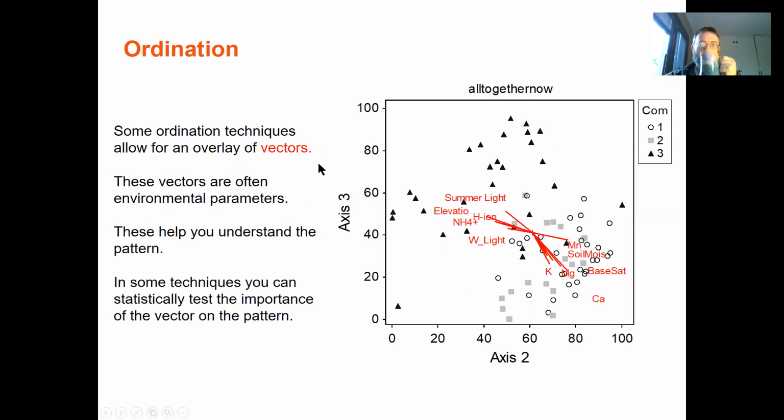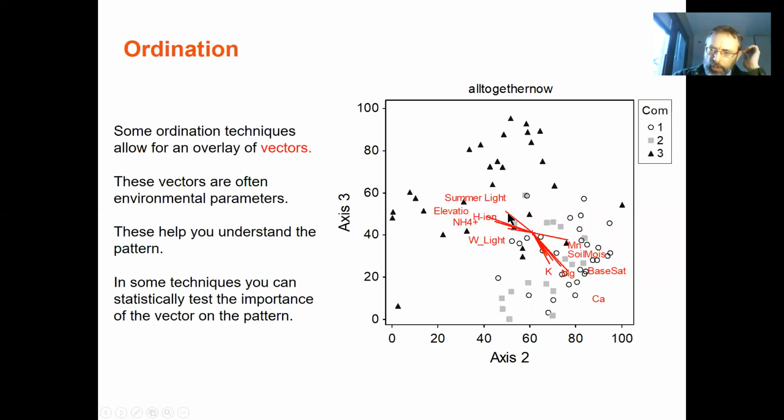Oh, here's an exciting thing. Some ordination techniques allow for an overlay of vectors. This is a vector. These are environmental parameters. So if you've measured, remember I showed you that second matrix, the environmental matrix, you can sometimes display the environmental matrix on your ordination diagram, like this. And that could give you some good information about what's happening in the plots. It can help you explain or understand the pattern.